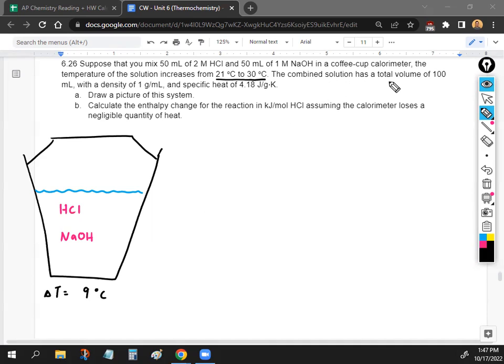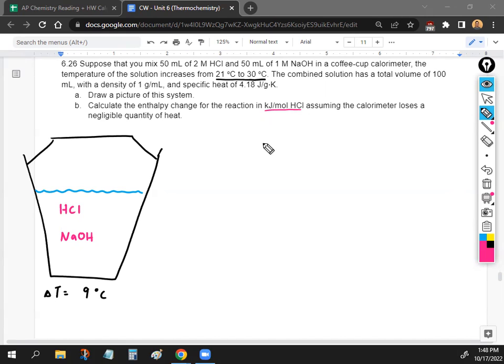The combined solution has a total volume of 100 milliliters, density of 1 gram per milliliter, and a specific heat of 4.18 joules per gram per degree Celsius. Basically, it's water. So we drew a picture of the system. We did part A. Congratulations, guys. Amazing work. Beautiful. I'm so proud of you guys. Now what we're going to be doing is calculating the enthalpy change for this reaction in kilojoules per mole of HCl, assuming that you don't lose any heat in the calorimeter, because that advanced piece of technology in front of you will not lose any heat.